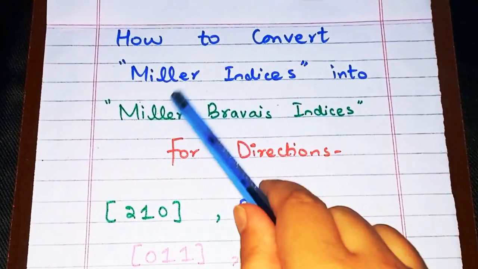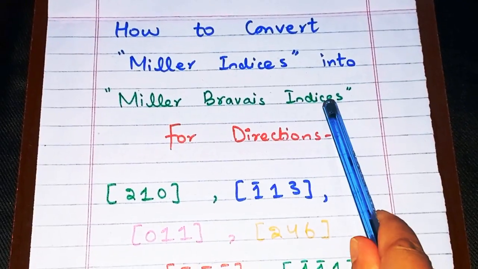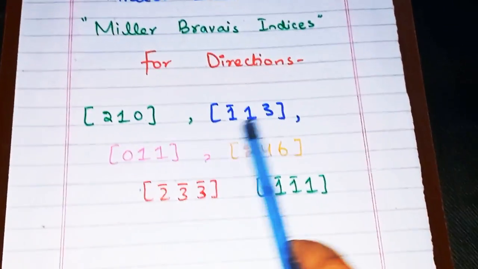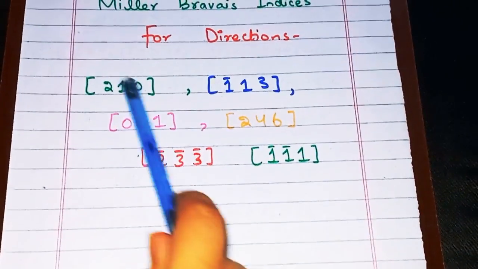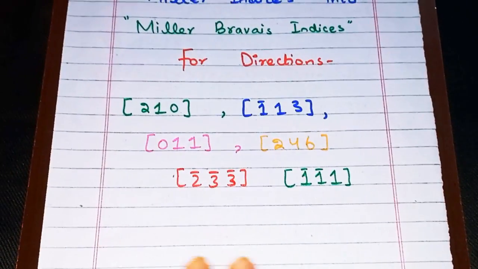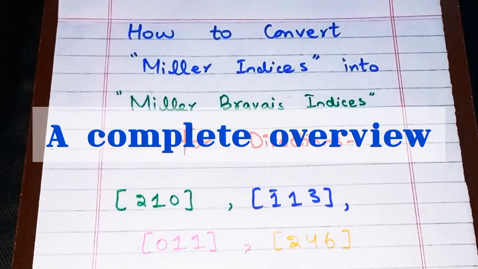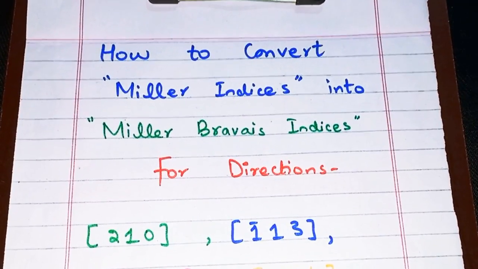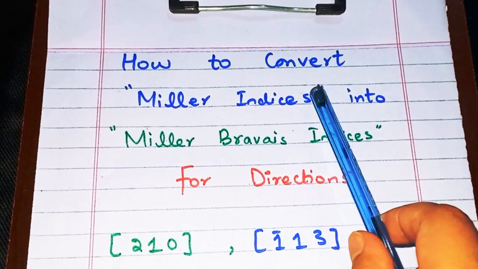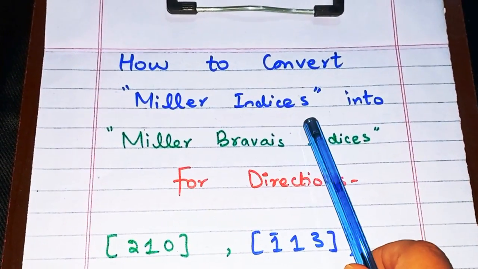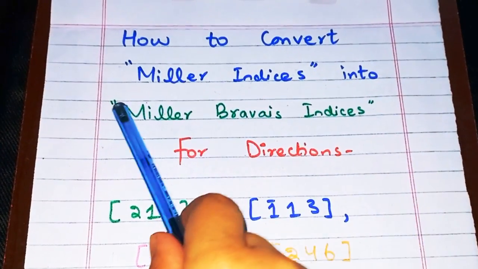In this video, we are going to convert the Miller indices into miller-bravais indices for directions. And we can see we have a lot of different kinds of directions: positive, negative, all negative, few positive, few negative. So we'll be doing it for all kinds of cases. Let's quickly get started and see how we can do that. Basically, we are converting the 3-index system, which is Miller indices, into the 4-index system, which is miller-bravais indices.